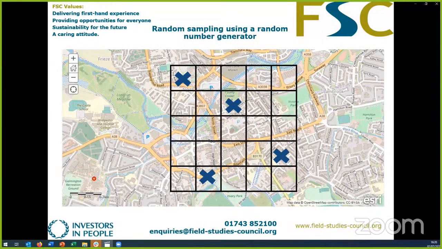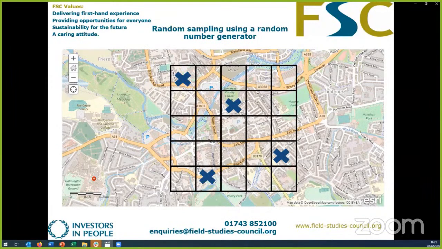Another option would be random sampling. There's a few ways you can do this, but one thing that you could do is take a map of your location, so I'm using Taunton here, place a grid across it, then use either a random number generator on your phone or online to generate random coordinates or random grid squares in which you're going to carry out your sample.